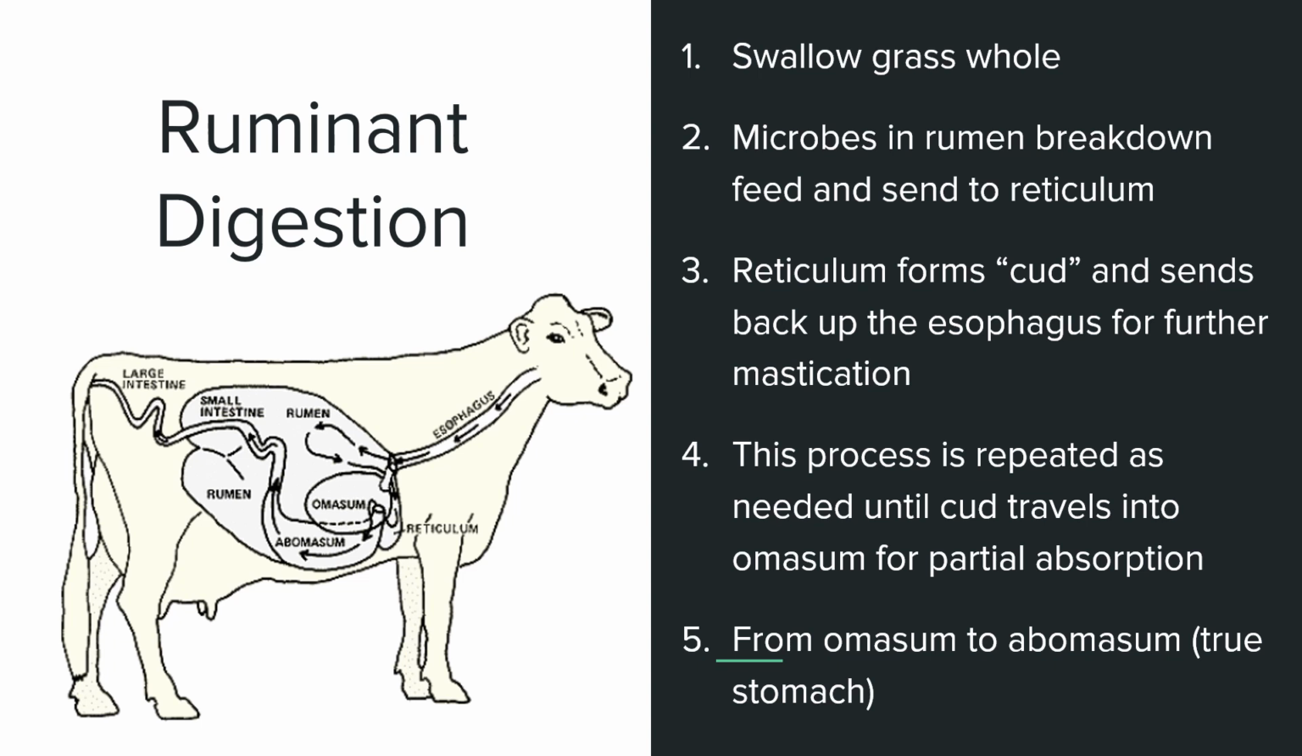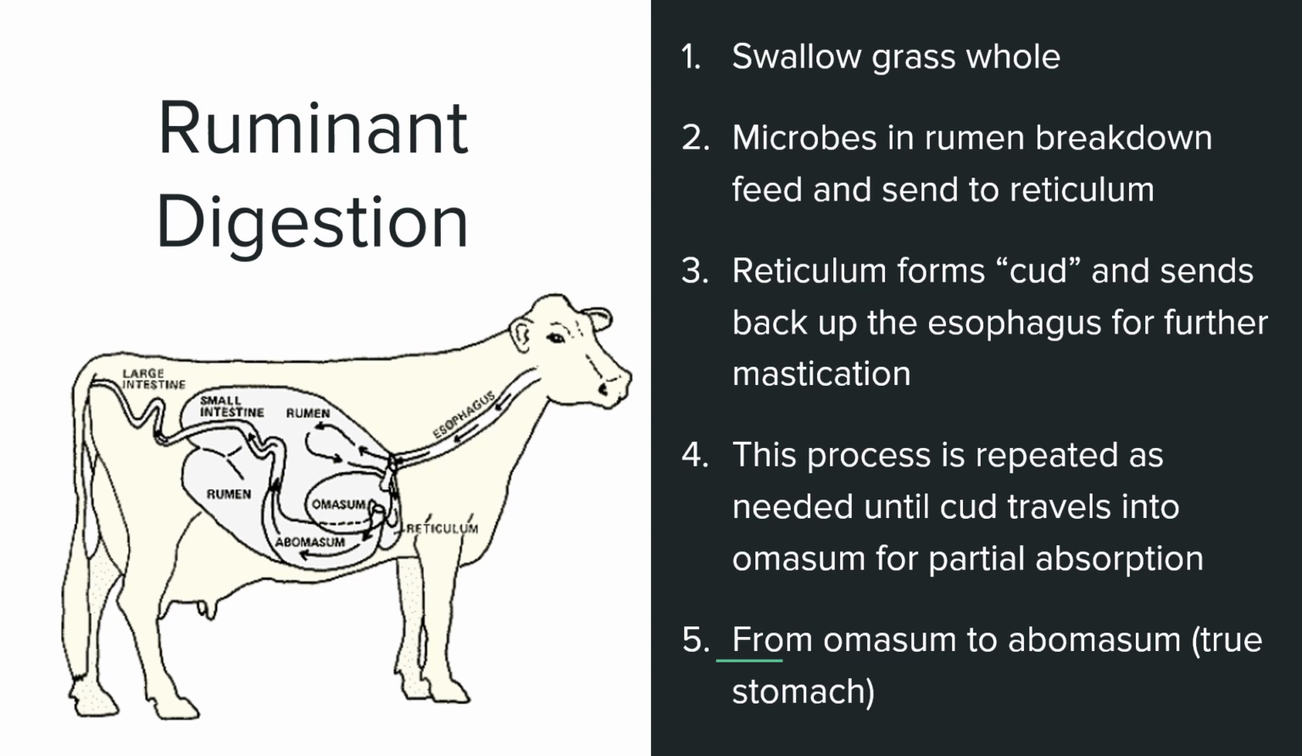In the reticulum, we have some more juices, and then we form what's called cud. This cud is regurgitated back up into the mouth, and the animal starts masticating and is now chewing on this cud. When it looks like cows are always chewing or goats are always chewing, it's because they generally are, and they've got cud up in that jaw that they're chewing on. Once they've gotten that cud all masticated, they swallow it again, and then it goes into the omasum.